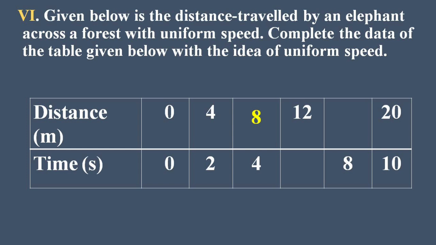So 4 plus 4, 8. Next 8 plus 4, we get 12. Next 12 plus 4, we get 16, and 16 plus 4, we get 20. Like that only, time also should increase in the same manner. That's why they are mentioning we have to apply this knowledge with uniform motion.